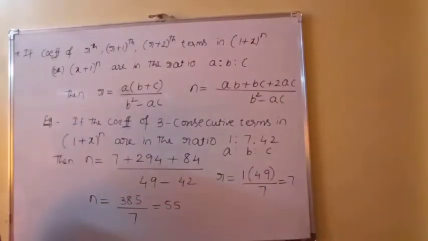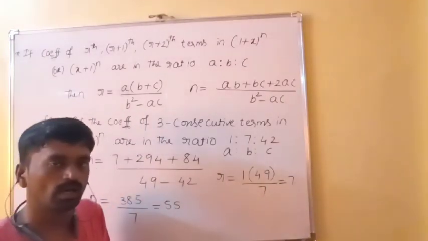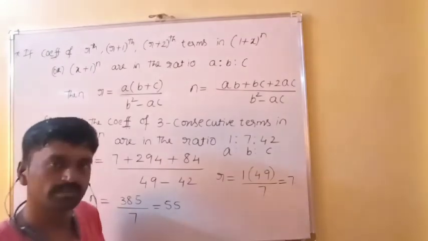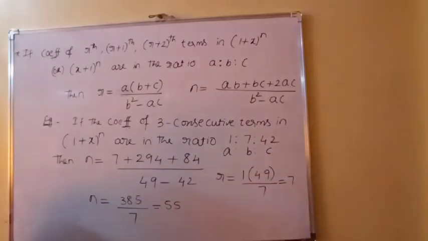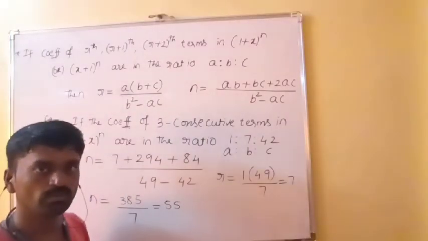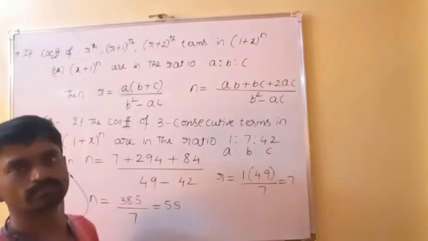That means, what are those three consecutive terms? r, r+1, r+2. That means 7th, 8th, 9th. So that means if the coefficients of the 7th, 8th, 9th terms in the expansion of (1 + x)^n are in the ratio 1:7:42, then the n value is 55.